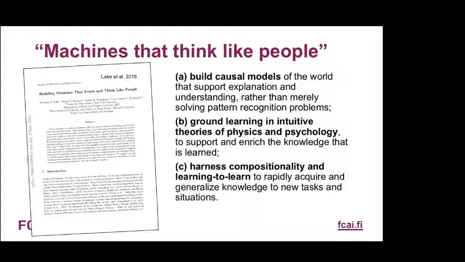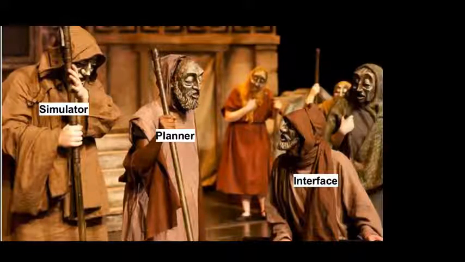Number one, people use causal models of the world that help them explain and understand the world, rather than merely doing pattern recognition. So that's helping them to take this leap that I mentioned. Number two, they have intuitive theories of physics and psychology, intuitive in the sense that they don't learn them from books but by experience, and they may have gaps and issues that are not compatible with scientific understanding, but that they nonetheless use to support and enrich the knowledge that they learn. And number three, they compose facets of different representations together, and also have metacognitive abilities to learn, in order to generalize this knowledge to new tasks and situations. Now, as I said, this is about machines that think like people. This is not about understanding people, though they have a lot of commonalities, obviously. So this was one of the inspirations to our work and approach.